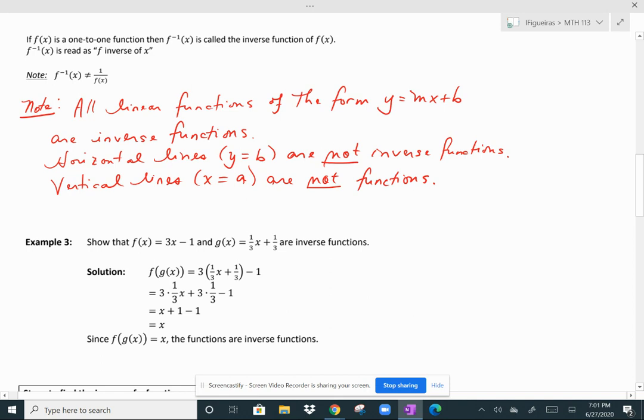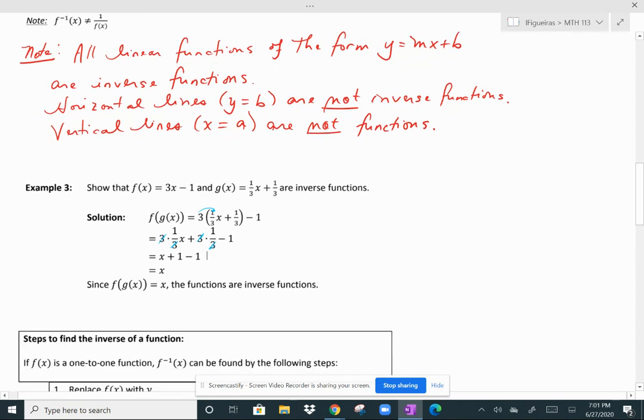All right, so I'm going to do f of g of x, although g of f of x would also work. So that means g of x is the input into your f of x. It replaces the x. So that's what you see here. I have 3 times 1/3 x plus 1/3, and then there's the minus 1. You have to distribute the 3, which is what I did on this line. So you have 3 times 1/3 x plus 3 times 1/3. The 3's will cancel here in the first two terms. So you end up with x plus 1 minus 1. The 1 and the minus 1 cancel each other out, so you get x. And when you get that as a result, you can say that they are inverse functions.